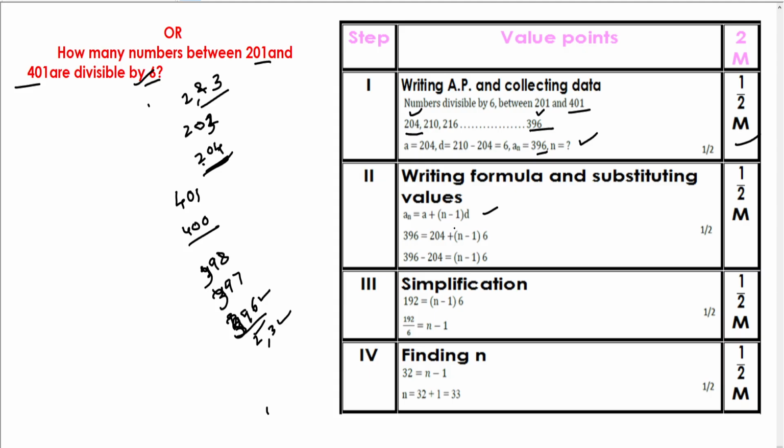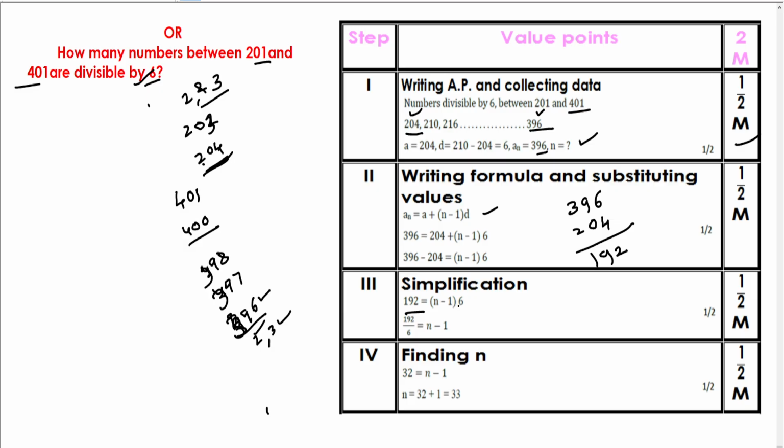The nth term is 396. a is 204, plus n minus 1 into 6. Take 204 to the left, and it becomes 396 minus 204. Subtract it neatly. Don't make any hurry. 6 minus 4 is 2. 9 is as it is. 3 minus 2 is 1. You are getting 192. Correct answer.